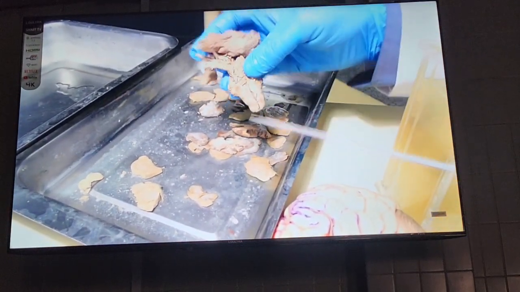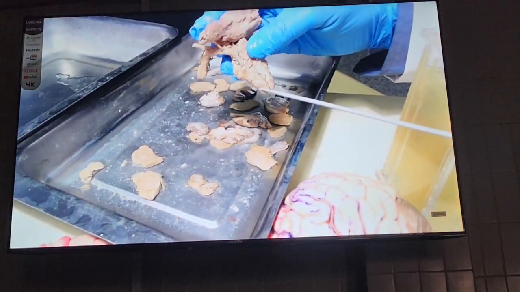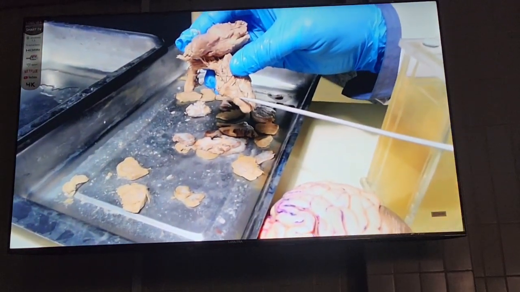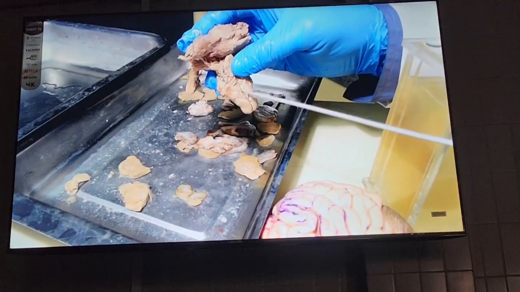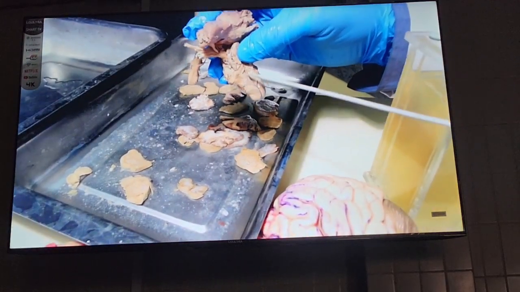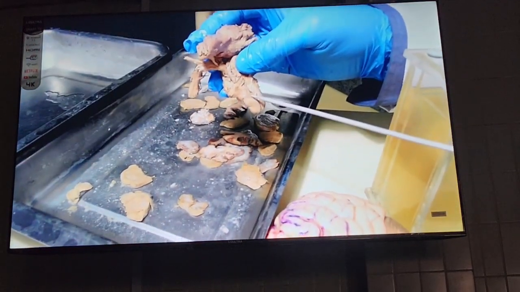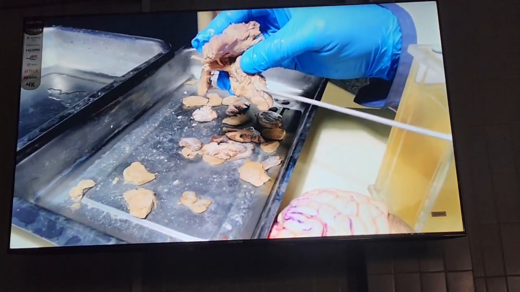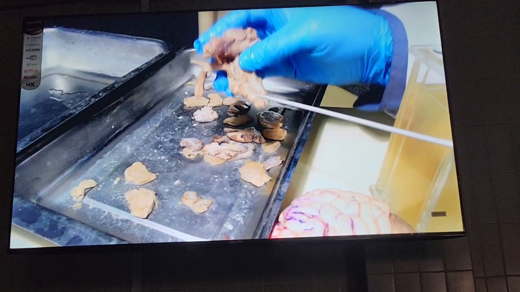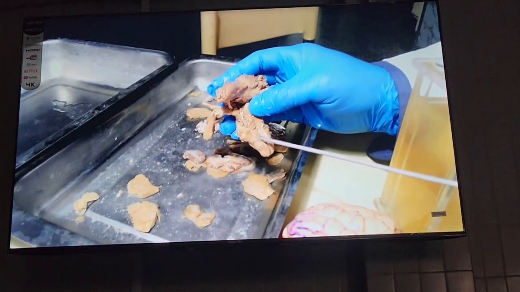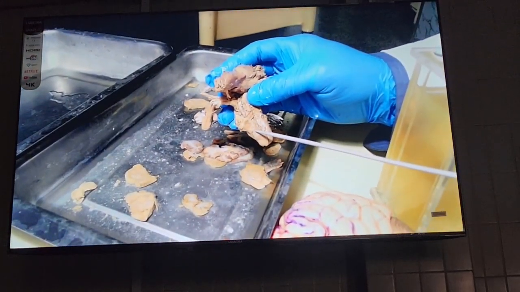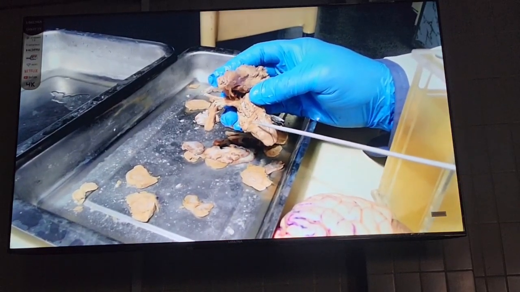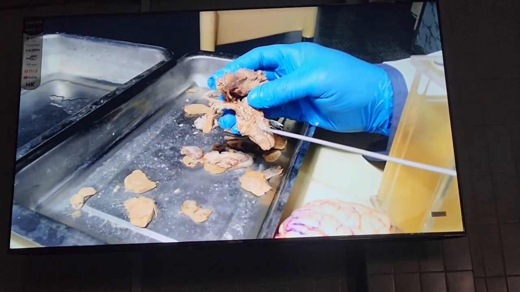Also, we can see the posterior part of the medulla oblongata forming the lower half of a structure called the rhomboid fossa. Here we can see the rhomboid fossa. The rhomboid fossa is formed by both the pons and the medulla oblongata.